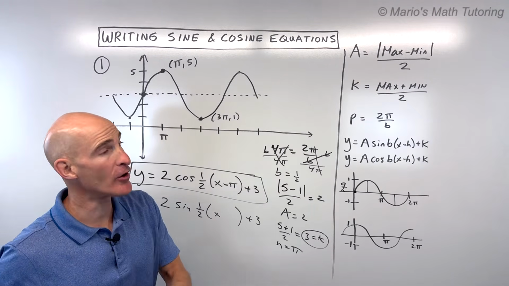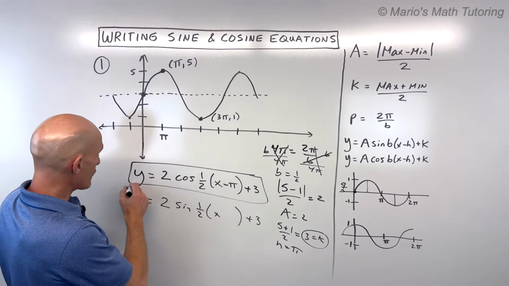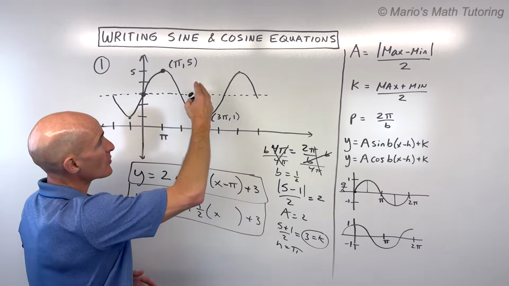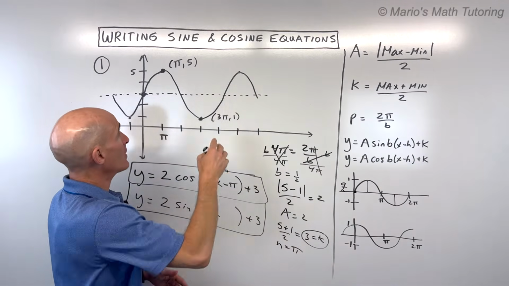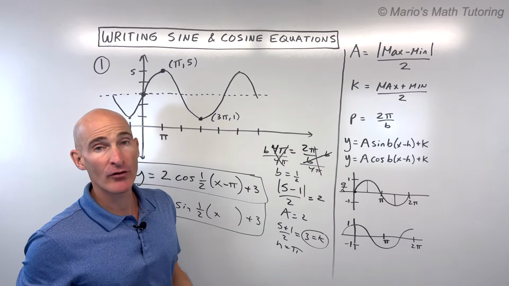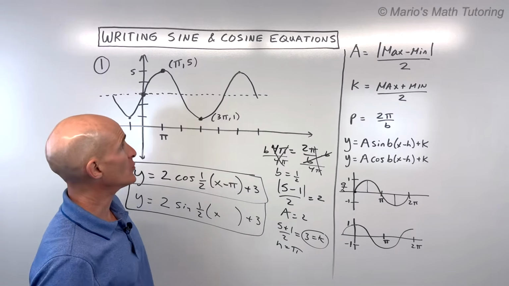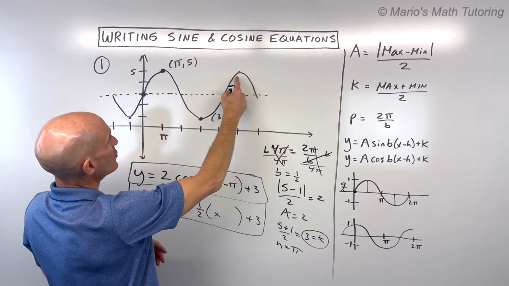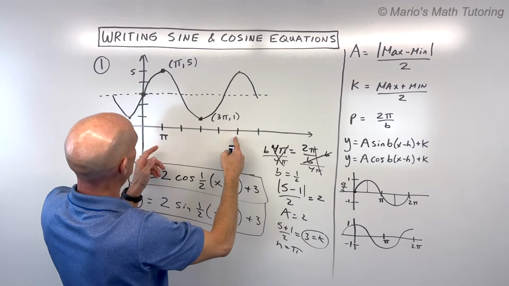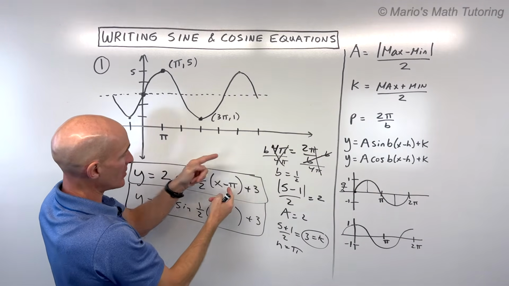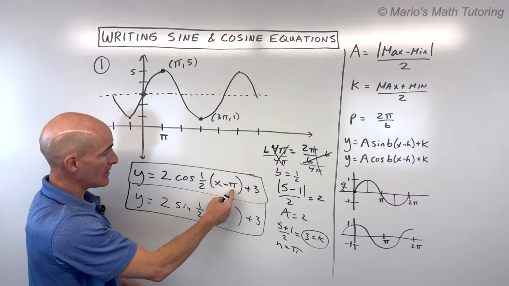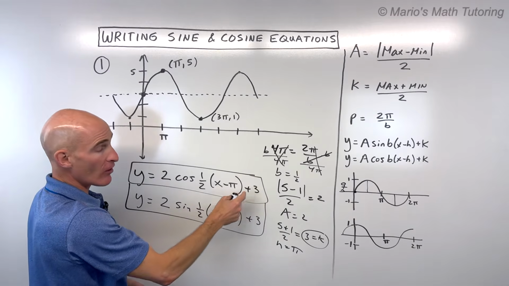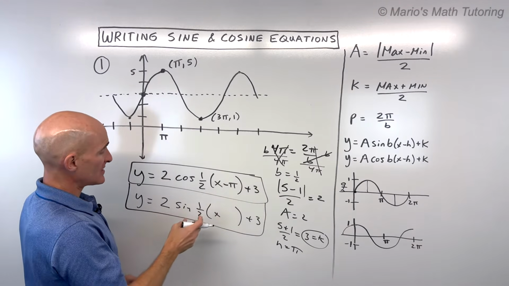Now you might be saying, Mario, isn't there another possibility? Well, there's actually an infinite number of possibilities here because this graph keeps repeating in both directions. It's just really a matter of where you want the starting point to be. I could say my cosine graph starts right here, and this whole thing shifted to the right, 1, 2, 3, 4, 5 pi, so I could make this x minus 5 pi. But the amplitude, the b value, the vertical shift, all that's still going to be the same. So same thing with the sine graph.